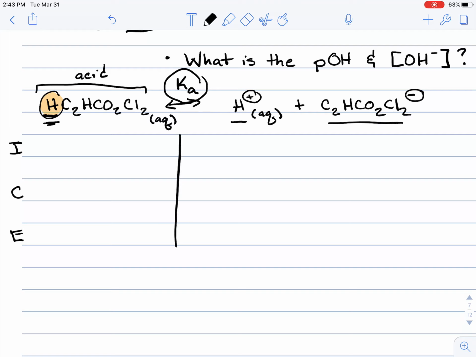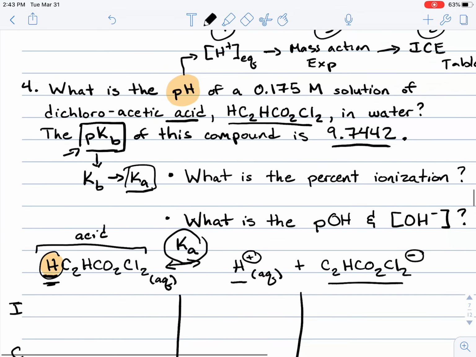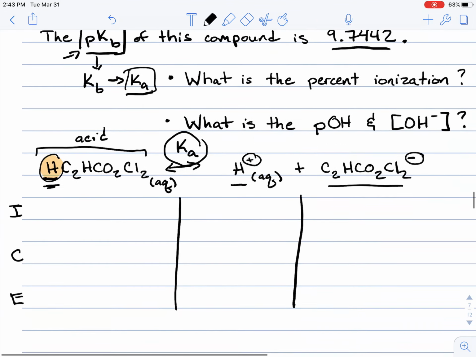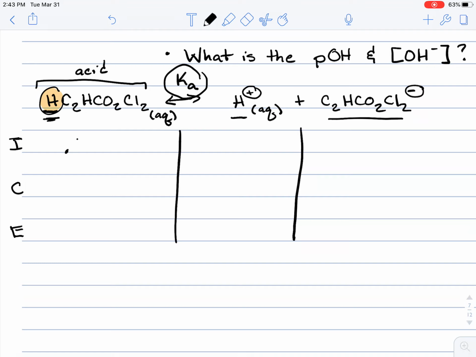And so since everything is aqueous, we're going to consider all reactant and product species in our mass action expression. According to the problem, we have a 0.175 molar concentration of dichloroacetic acid, so we're going to put in 0.175 molar to represent the initial concentration of this compound. And since this dichloroacetic acid is a weak acid, in our change, we're going to write minus 1x.